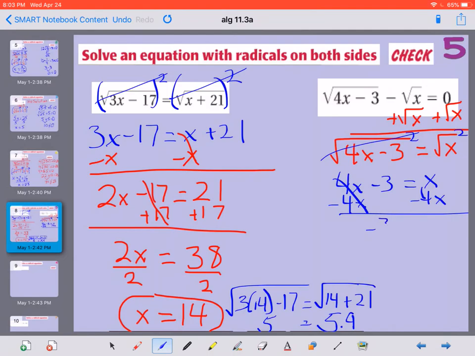So I get negative 3 equals a negative 3x. Divide by negative 3. And we're going to get x equals 1.